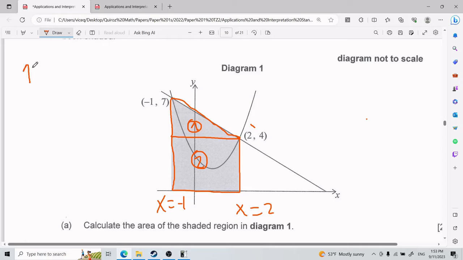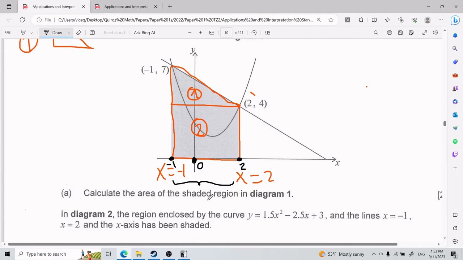So for the first one, we are dealing with a triangle. Now, what are the dimensions of this triangle? Well, because we know that this right here is x equals negative 1, that this is 0, and that this is x equals 2, that means that the distance from this entire part is going to be what?